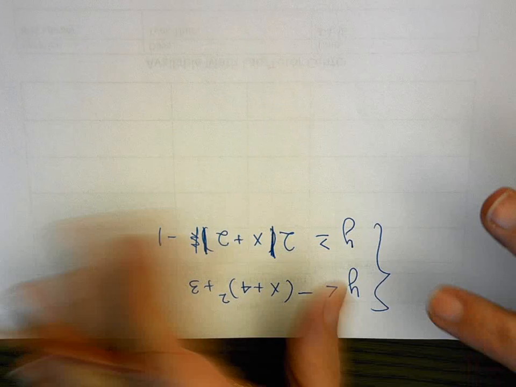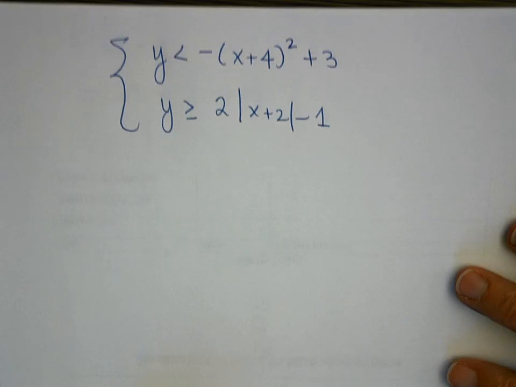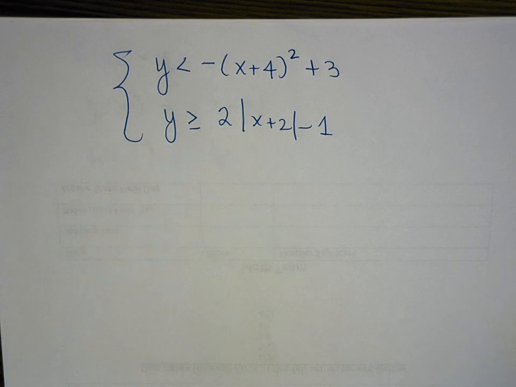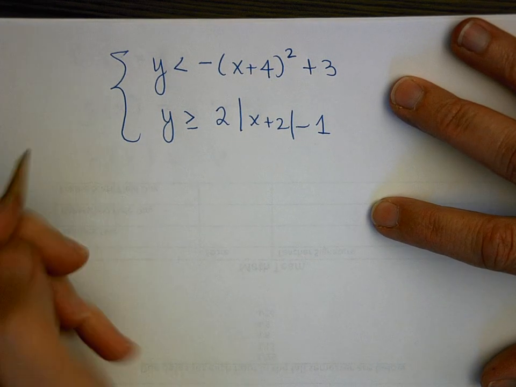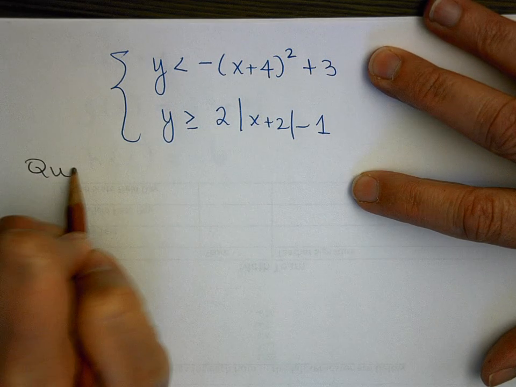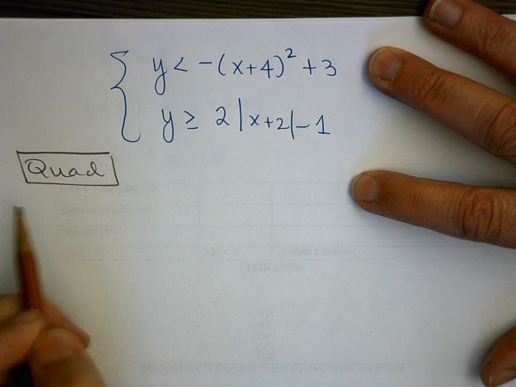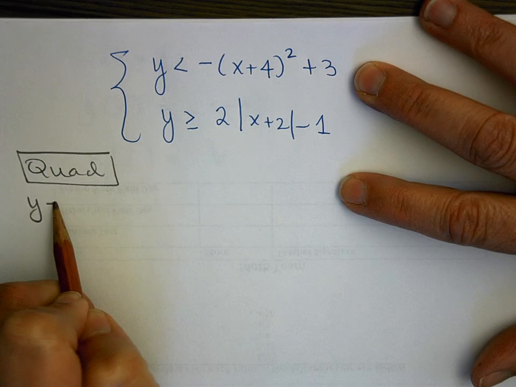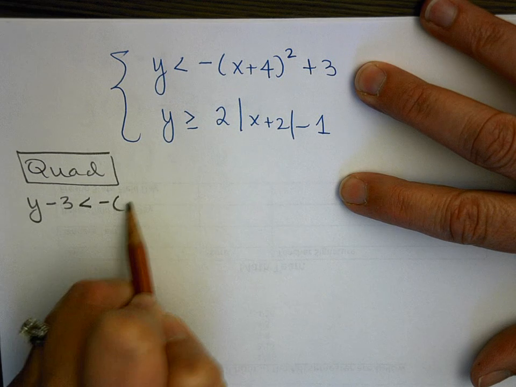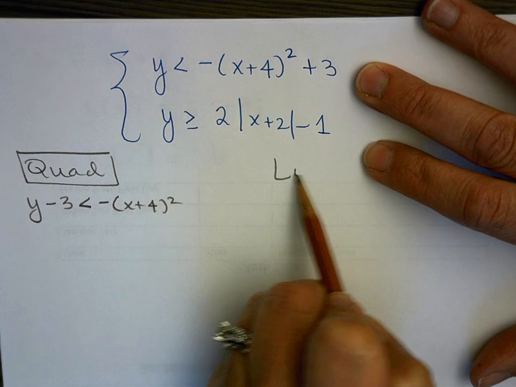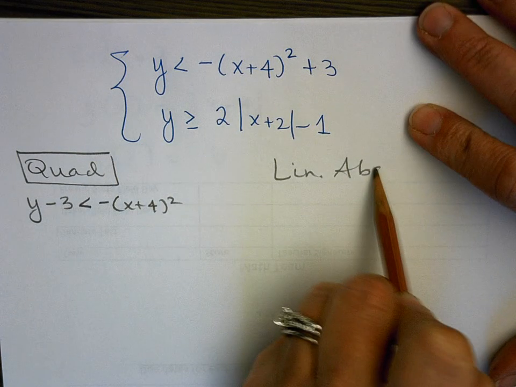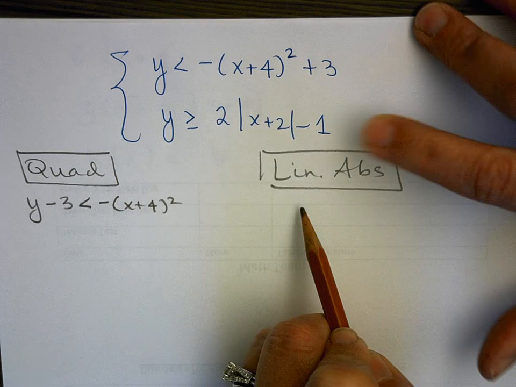Okay, so I just have 3 more to do. Okay, so this one is just a graphing. So we're going to go ahead and take a look at graphing this. So we're going to do the quadratic graph here. So I'm going to subtract that 3 over. And then we're going to have my linear absolute value. I'm going to add that 1 over.